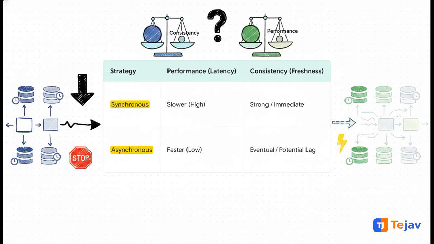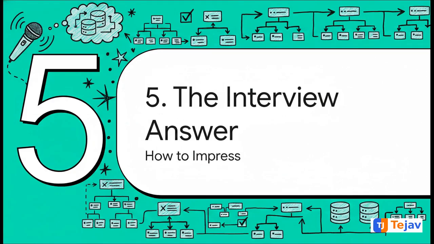And this brings us right back to the central conflict, doesn't it? It's this constant balancing act. Do you want slower performance but a guarantee that your data is always perfectly fresh and consistent? Go synchronous. Do you need lightning-fast writes and you're okay with a small delay in data freshness? Go asynchronous. Okay, theory time is over. Let's put this all together into a package you can use.